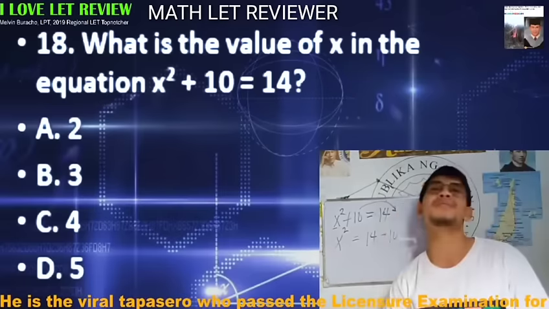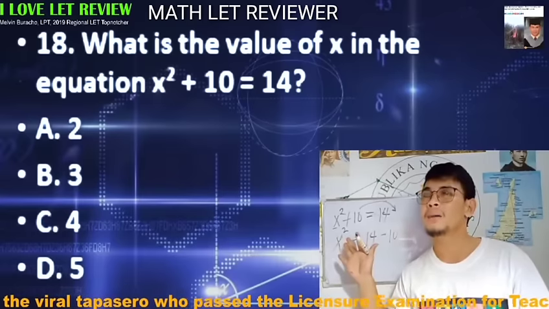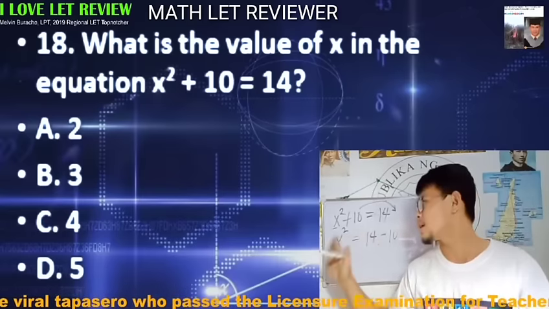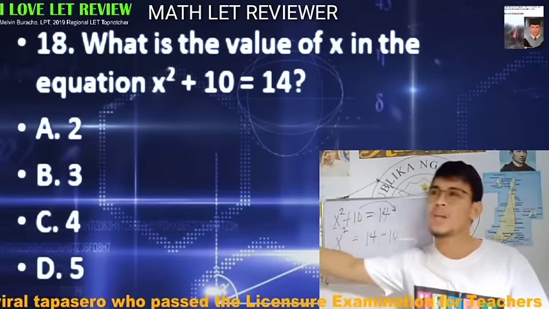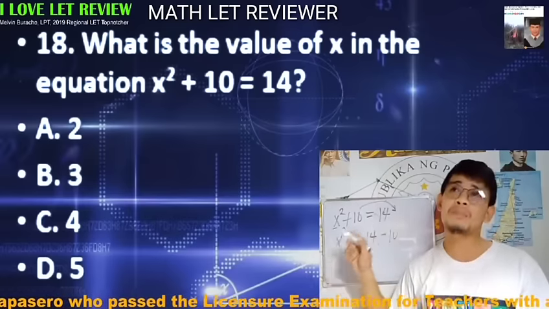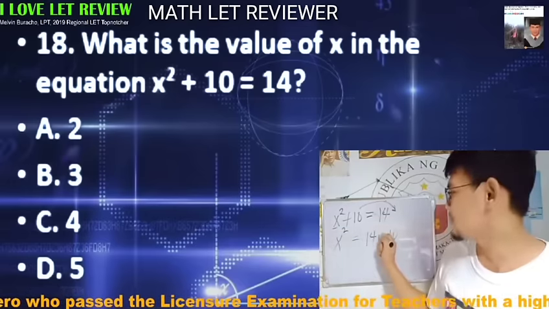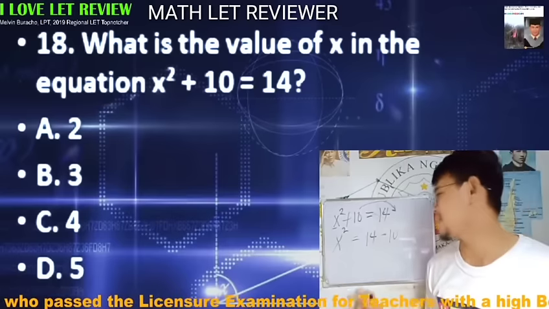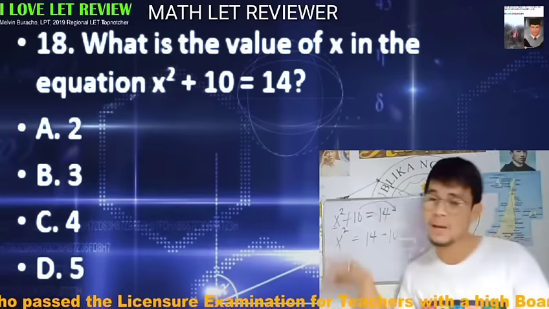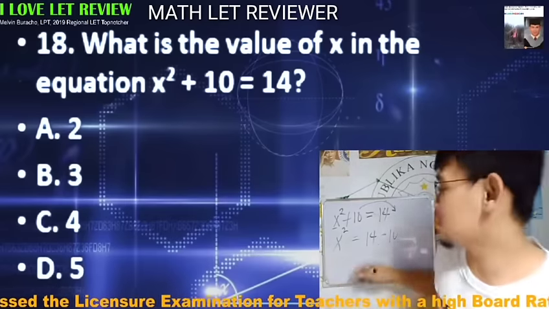Again, when you transfer any variable or number that belongs in the other side of the equation into the other side, that will be changing its operation. So, that will now be negative. Now, can we now solve for X? No. Why? We just have to perform first the subtraction.